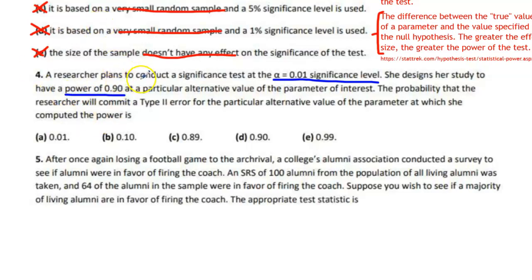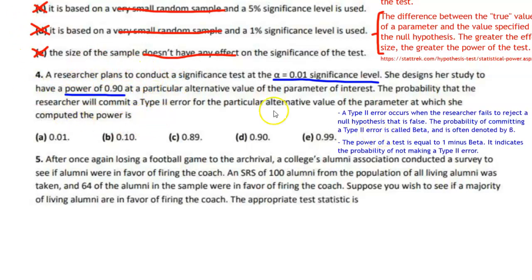Now, don't worry, you don't have to calculate power on the AP exam, but you are going to have to try to work with numbers that they give you. So again, we're going to talk about power by referring to StatTrek.